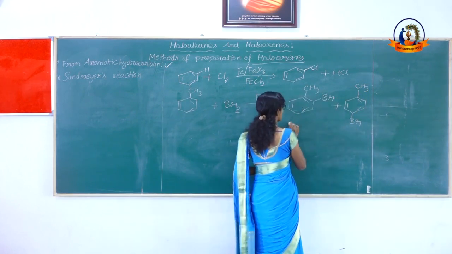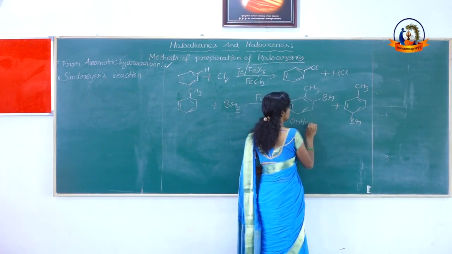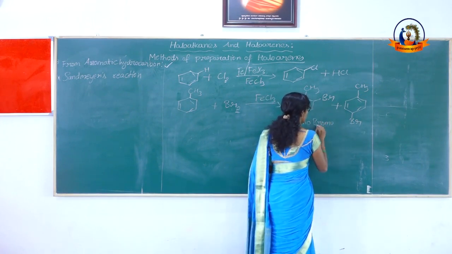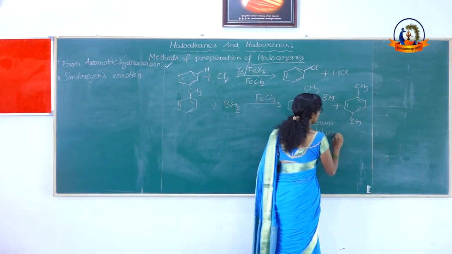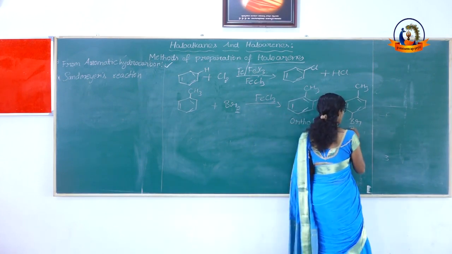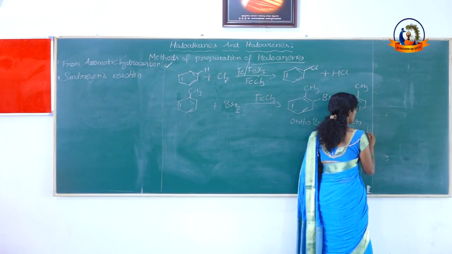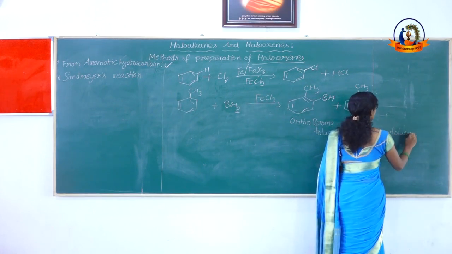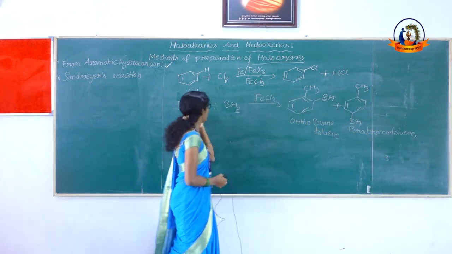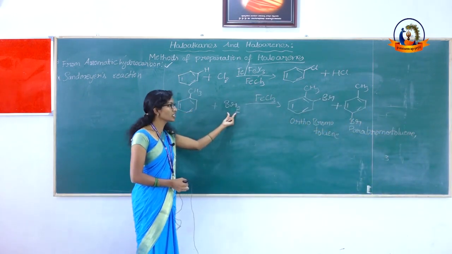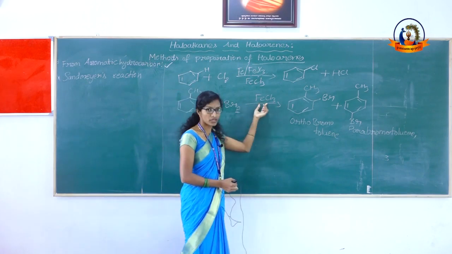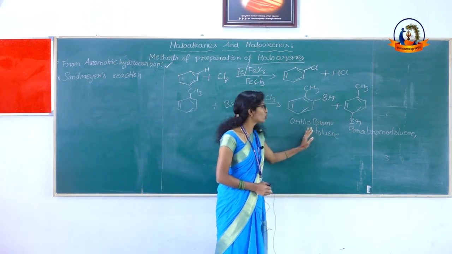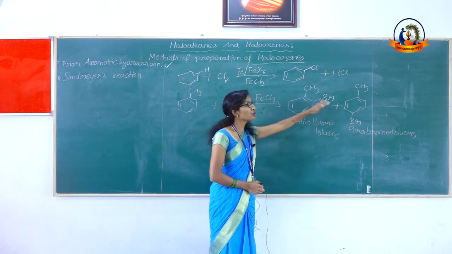this is the ortho bromo toluene. This one, para bromo toluene. Here what happened? Toluene is reacted with bromine in the presence of FeCl3. It gives ortho and para bromo toluene as the product.